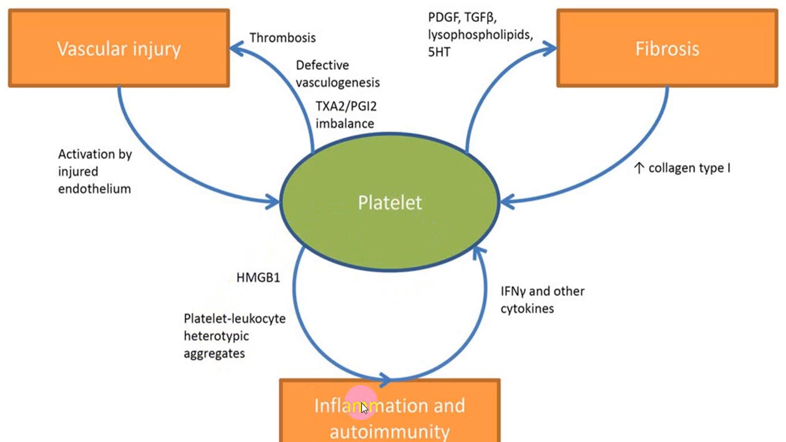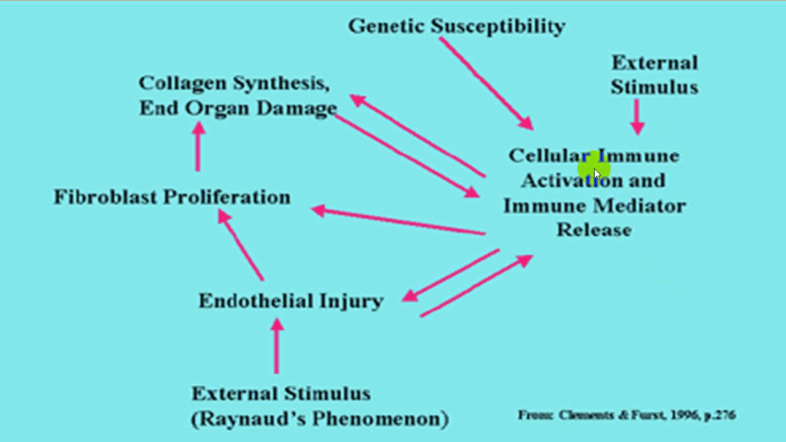Also platelets will activate leukocytes, which will increase inflammation and autoimmunity, which will release cytokines and produce again a damage. So these are multiple factors: vascular injury, fibrosis, inflammation, and autoimmunity. And platelets play a very, very major role in that. Again, same genetic susceptibility, external stimulus, cellular immunity activation, immune mediator release. Now both of these will produce collagen synthesis and organ damage.